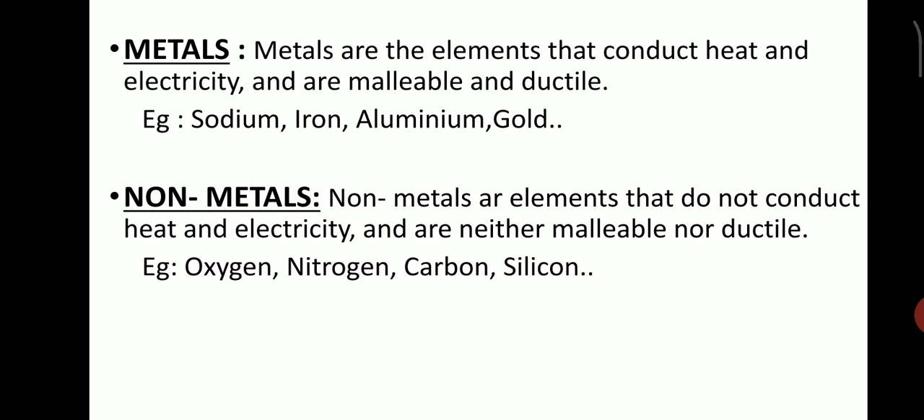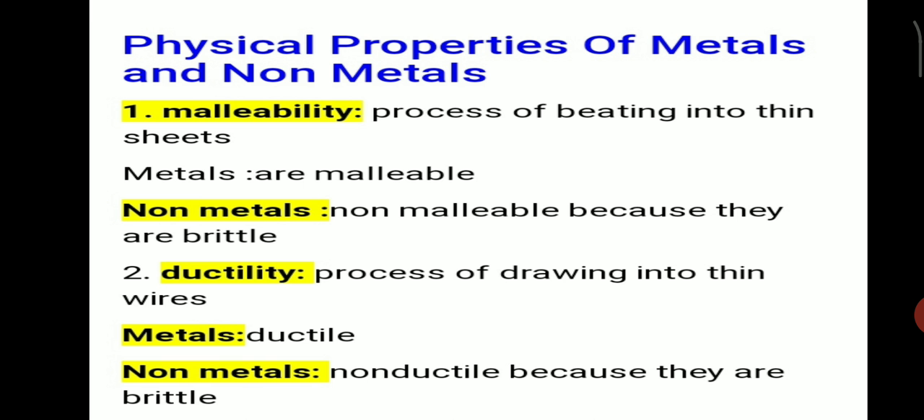In this chapter, we have to study the physical properties and chemical properties of metals and non-metals. So, let us discuss the physical properties of metals and non-metals. Already you know the important properties of metals and non-metals. You already studied in lower classes. The first property we are going to discuss is malleability.